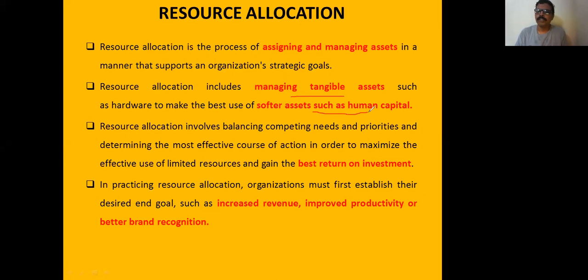Apart from this, there are also intangible assets like human capital, that is human resources, who play a predominant role in the success or failure of any strategy launched in the organization. Resource allocation must be done in such a way that the minimum amount of expenditure is incurred and the best returns on investment can be made. Resource allocation must always increase the revenue for the company. It must always improve the efficiency, effectiveness, and productivity of the organization. It must increase the brand image, goodwill, name, fame, and recognition for the company.